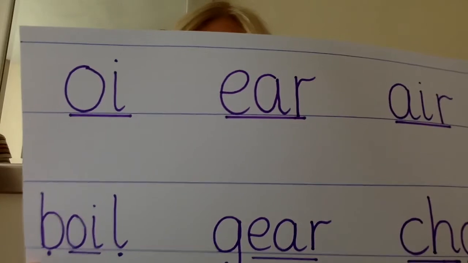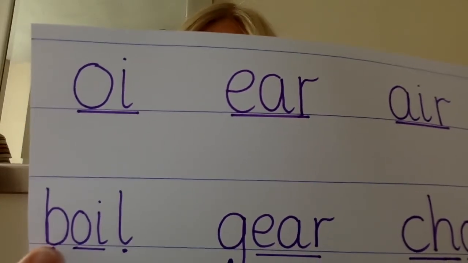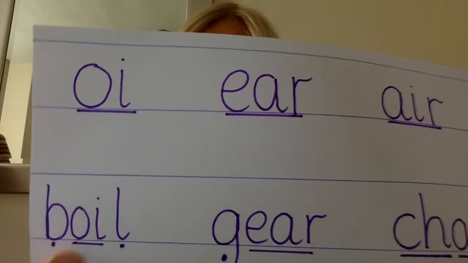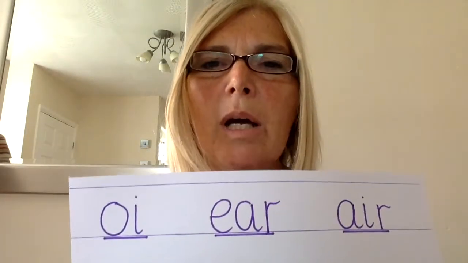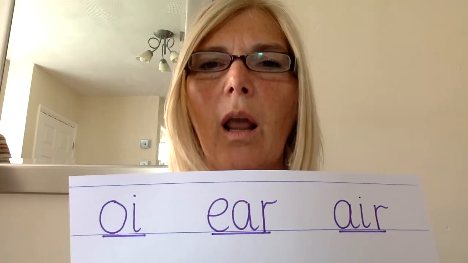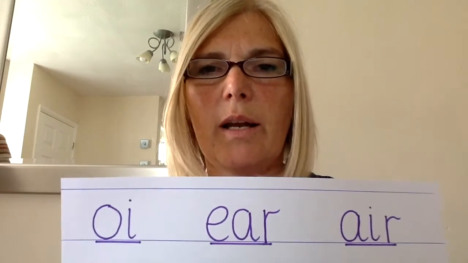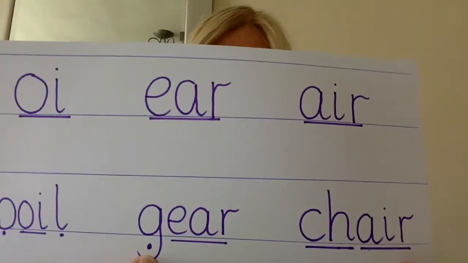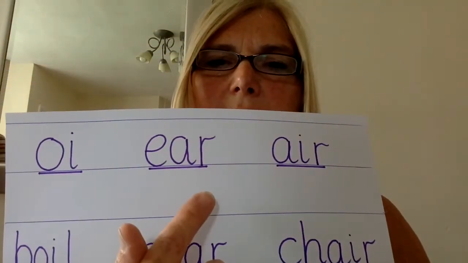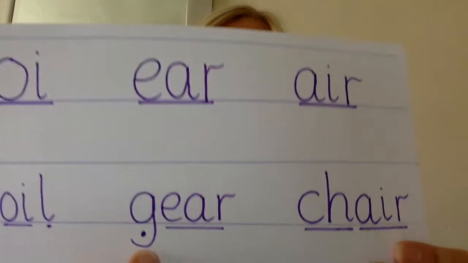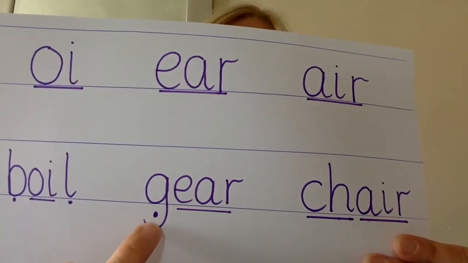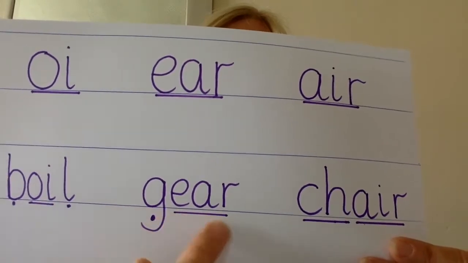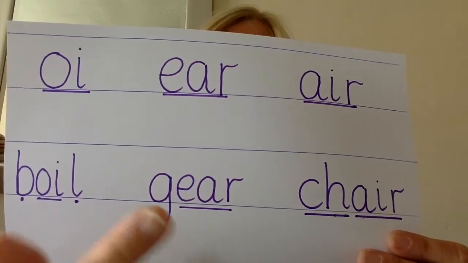So we've got the word here, sound it out with me, pressing the sound buttons. B, oi, ul, boil. B, oi, ul, boil. Like I'm waiting for the kettle to boil. Now we've got one using the ear sound. We've got g, ear. So we've only got two phonemes in this word, g, ear, g, ear.